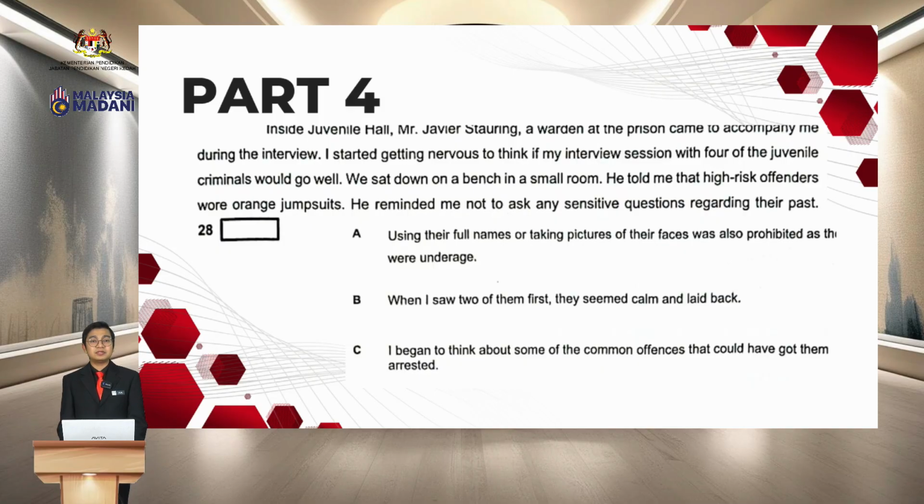Okay. Again, I narrowed down the answer choices into 3. A: using their full names or taking pictures of their faces was also prohibited as they were underage. B: when I saw 2 of them first, they seemed calm and laid back. C: I began to think about some of the common offences that could have got them arrested. Okay, so please find the keywords from the text and make sure they are related with the answer choices that we want to choose.